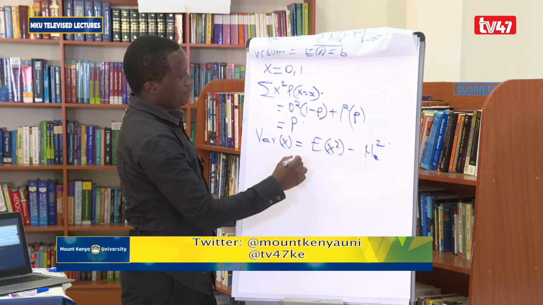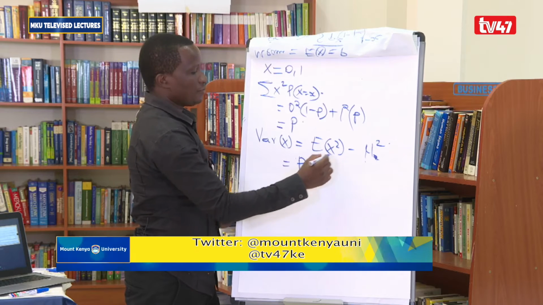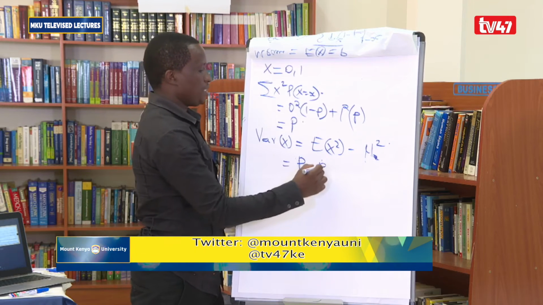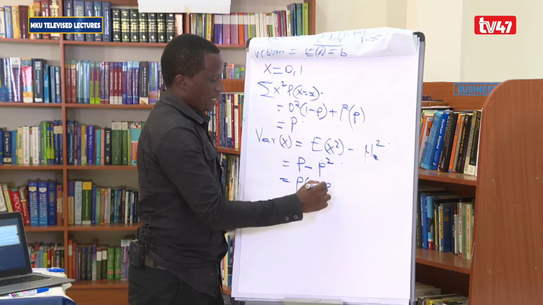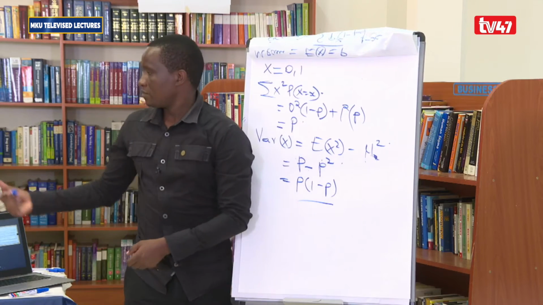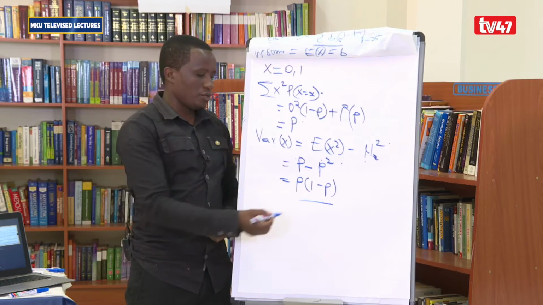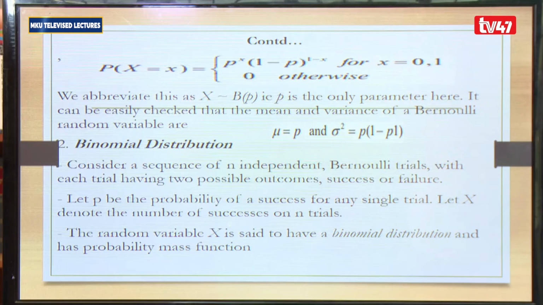So this will be p minus, we've got the mean as p, so p squared. We can factor out p so that we have 1 minus p. Again, the expression given there is supposed to be p(1 minus p) as the variance.